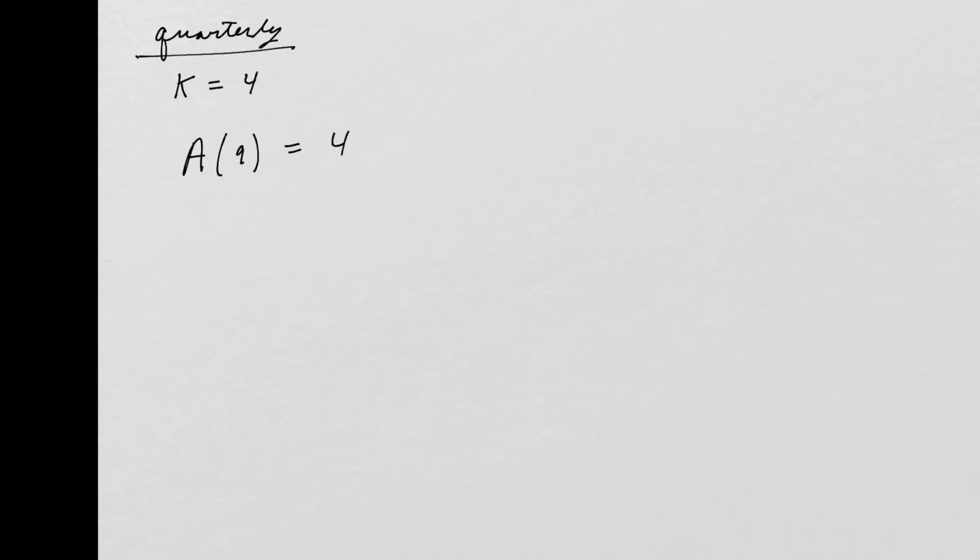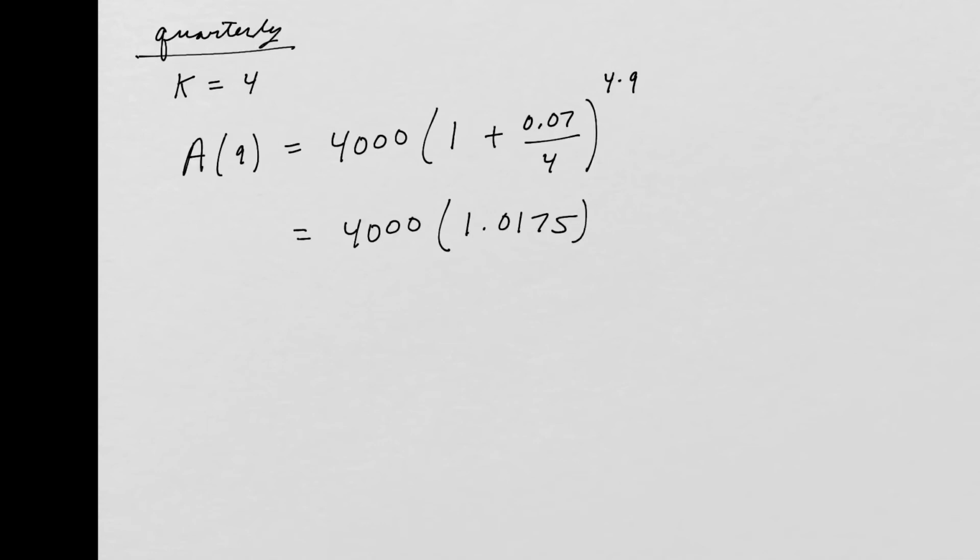So this will be 4,000 times (1 plus 0.07 divided by 4), but then I have to raise this to 4 times 9. If you work this out, this is 4,000 times 1.0175 to the 36th power, since 4 times 9 is 36. And that turns out to be $7,469.63. So you get a little bit more money if it's compounded more often, more than once per year.